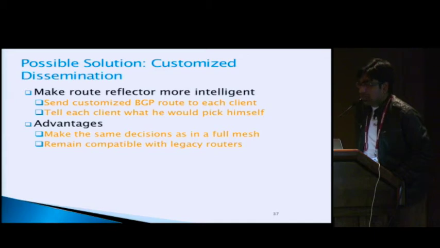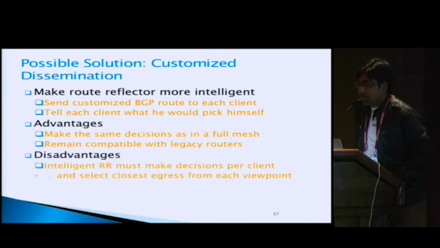So basically the advantage is it looks like you are actually deploying the routers in a full mesh, because all the paths are now visible to you as a client. But the disadvantage associated with this kind of deployment is that your RR has to be very intelligent, because you are customizing on the fly. It's basically real time.